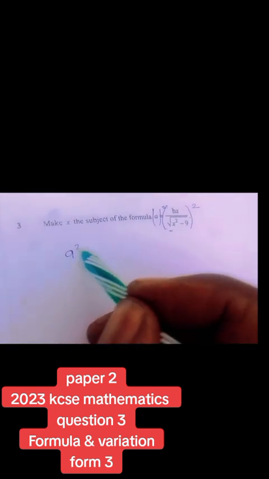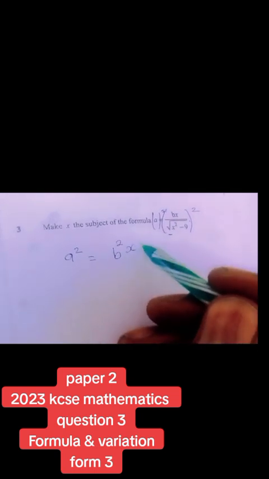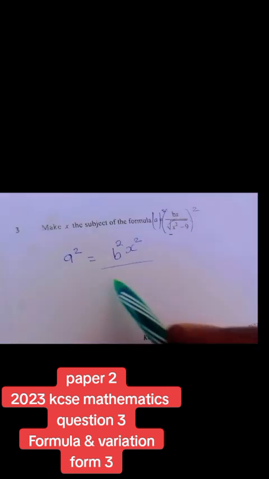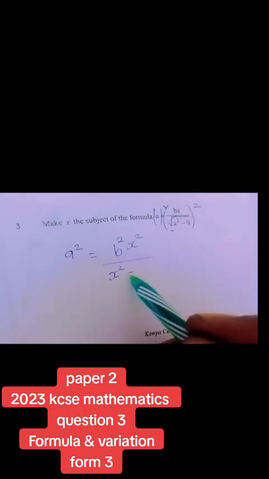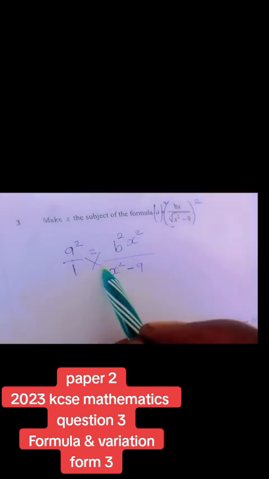So if I can just do like this to bring the square on both sides, we are going to have a squared is equal to b squared, it is b squared, and x squared all over. Now this square on the denominator will cancel the square root. So we have x squared minus 9. Then we put here over 1.